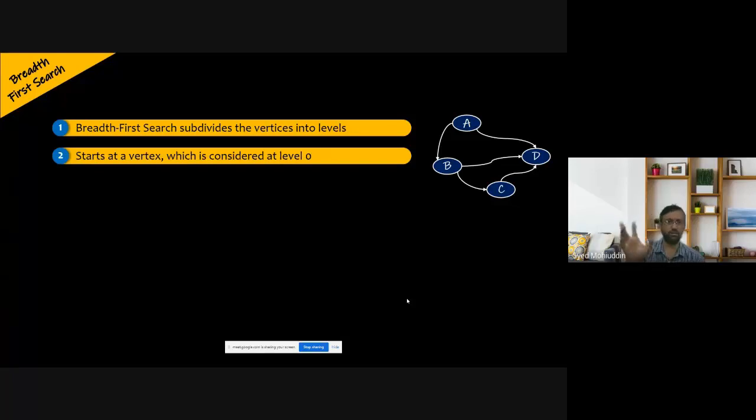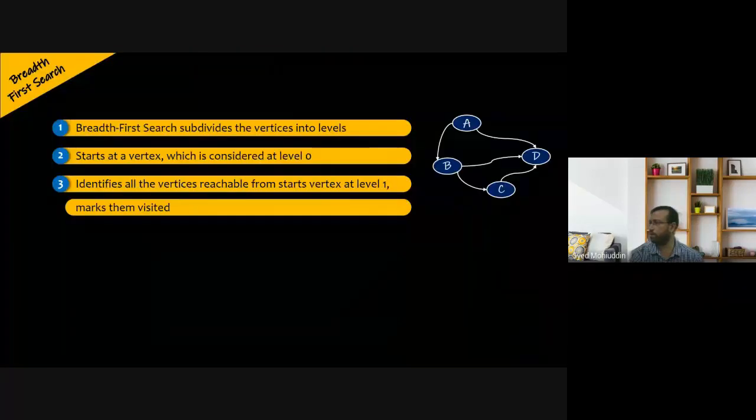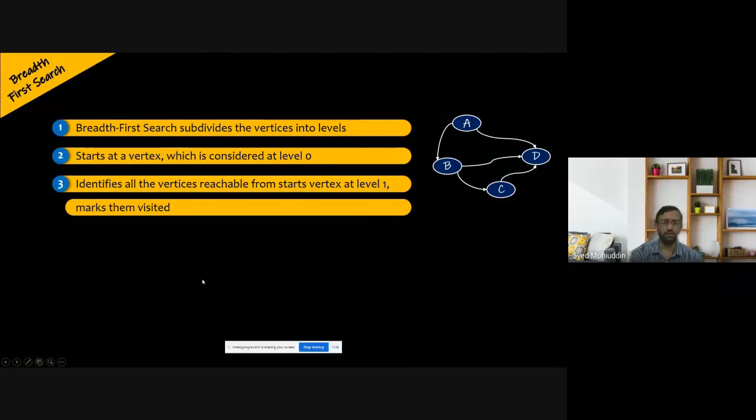That means some vertex we have to pick up will be at level 0. We consider that to be at level 0. Then we have to identify all the vertices that are reachable. That is what is breadth first. So all its children, or all the nodes or vertices which have edges, we have to find those. We have to visit those.